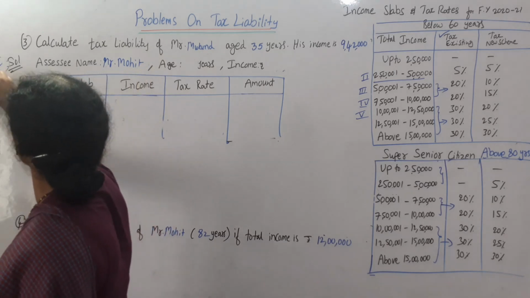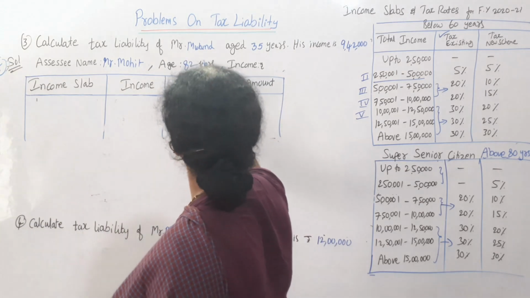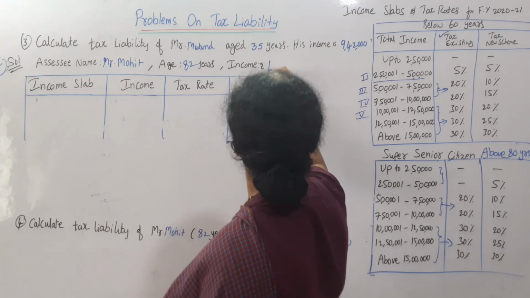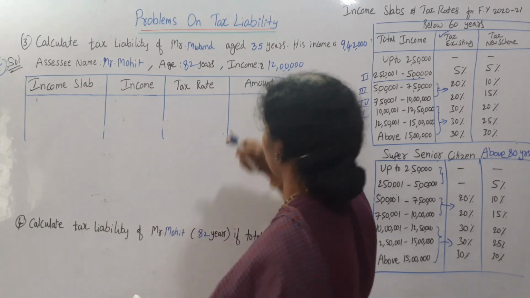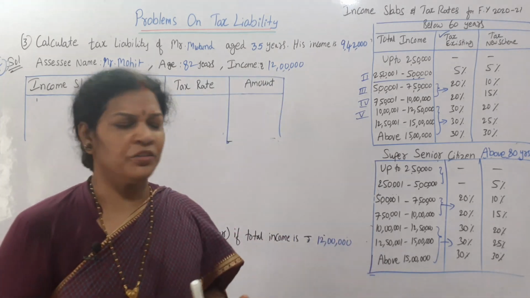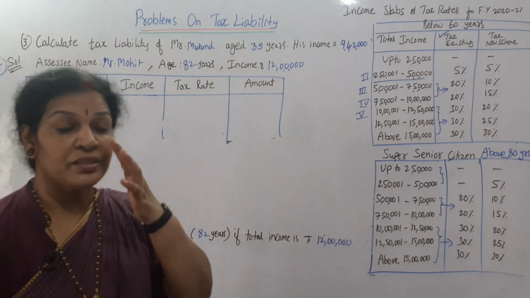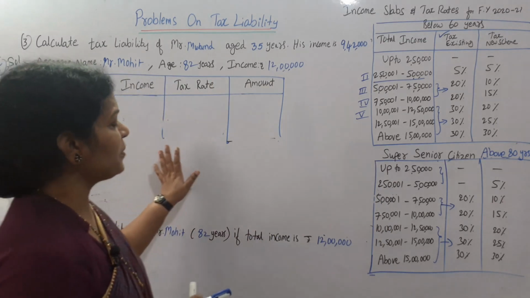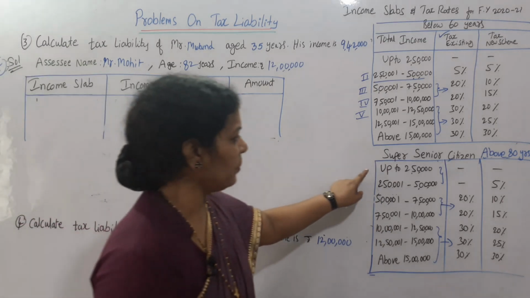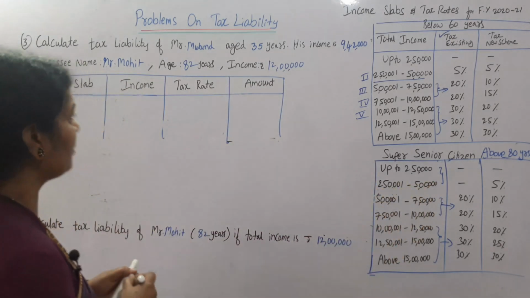This is the fourth problem solution. Mr. Mohit, whose age is 82 years and income is 12,00,000. Simple. The calculation is the same, only we are going to follow this table because 82 years means he is a super senior citizen, right? So as per the super senior citizen, up to 5,00,000 it is nil.